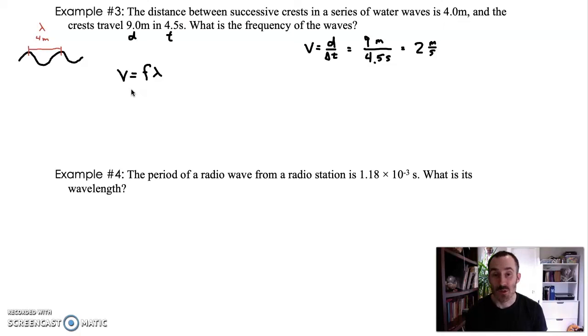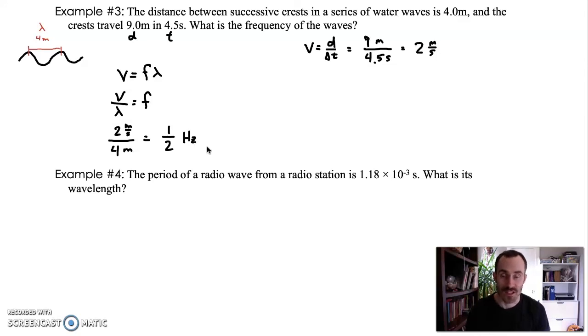Now we can plug that into our formula, but I'm going to rearrange it first. If I want to get frequency by itself, it's multiplied to the wavelength, so I'll need to divide by wavelength. So V over lambda equals frequency. That gives us 2 meters per second divided by 4 meters equals 1 over 2 hertz, or 0.5 if you like decimals.